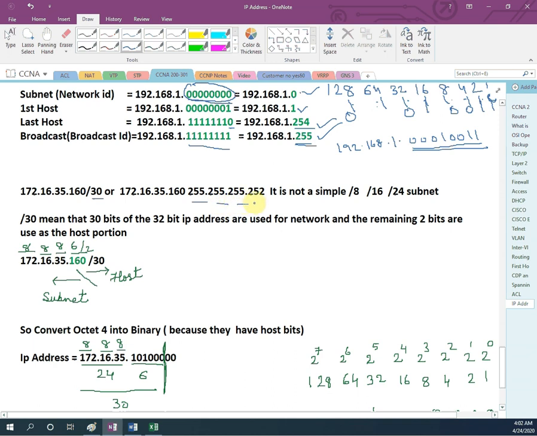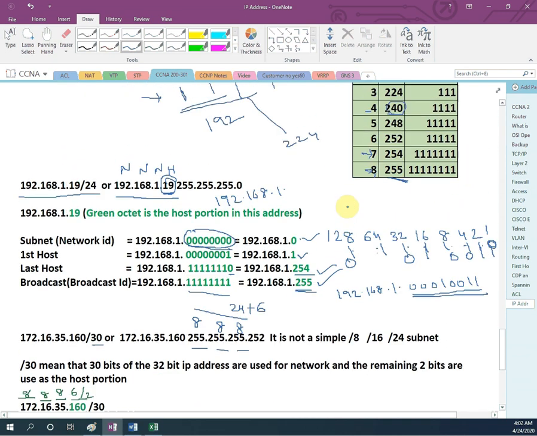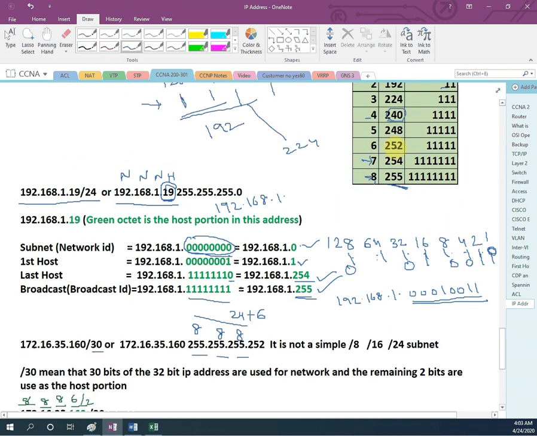And how am I writing this 252? See, this is 8 bit, this is 8 bit, this is 8 bit. So 8, 8, 16, 16 plus 8, 24. So here we have 24. How many do we need to add to make this 30? We need to add 6. So if I add 6, then it becomes 30. So if you see here in our table, 6 means 252. So we will write 252.